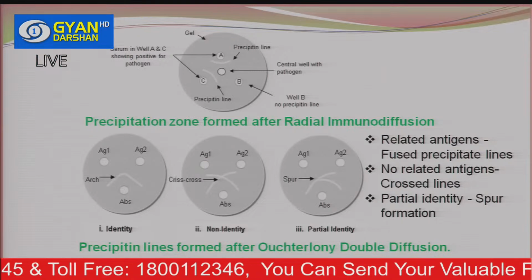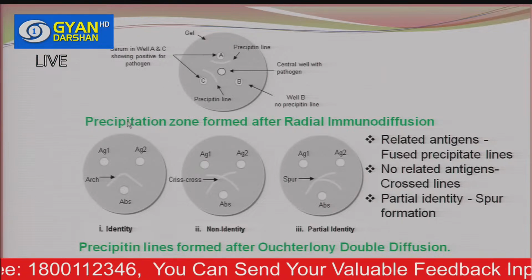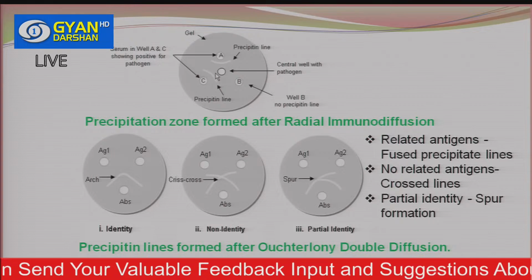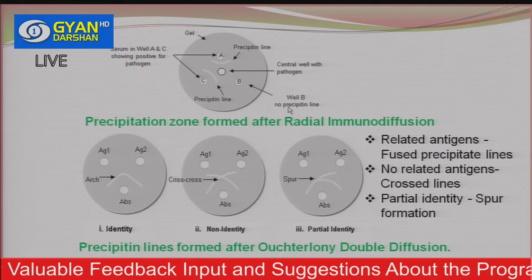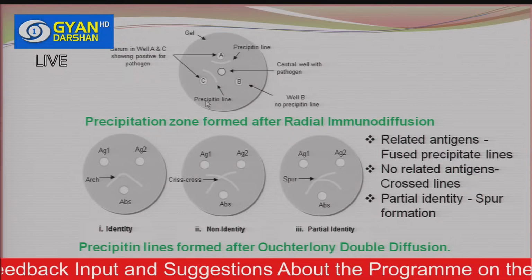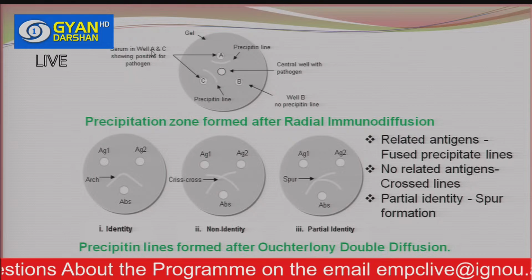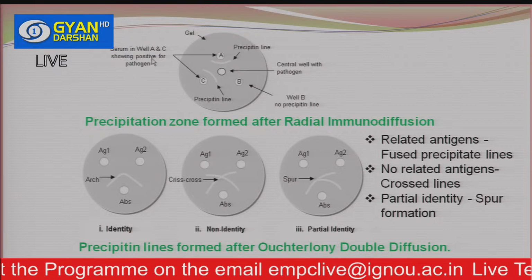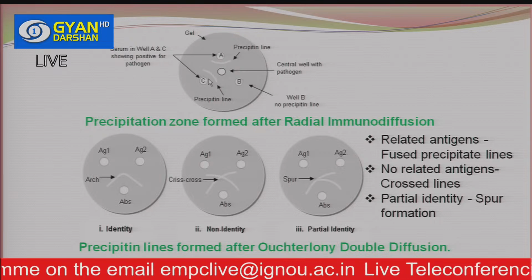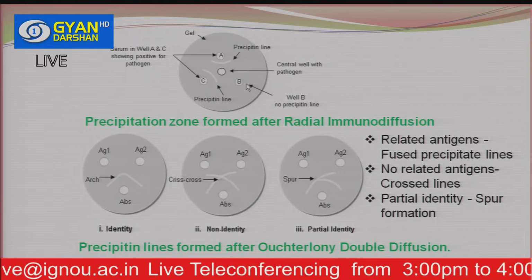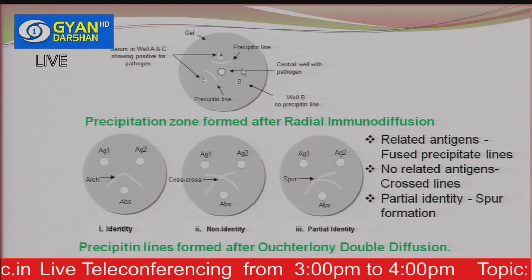You can see it in this result. Here the precipitation zone forms. The precipitation zone forms after the radial immunodiffusion. Here are the precipitation rings. Here you can see the precipitation lines. The serum with A and C shows the possible presence of the pathogens. Here is the B well, where no precipitation rings are there, the control without the pathogens.